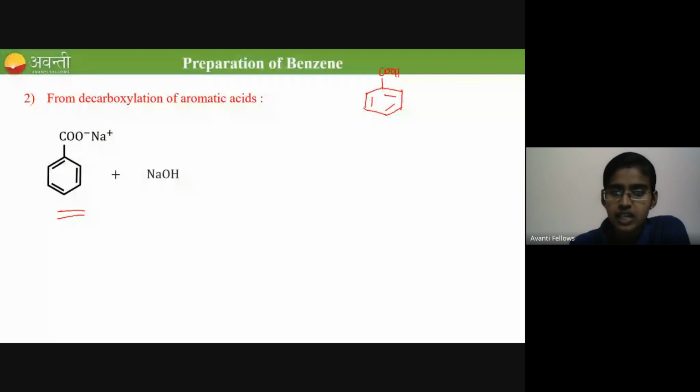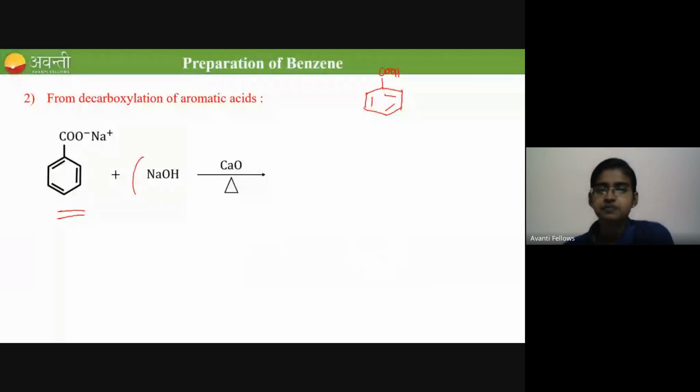This salt is treated with NaOH and CaO. Do you guys remember the name of this reagent? What is the name of this mixture? Sodium hydroxide and calcium oxide mixture is called as... none of you remember? You guys are not studying or what? None of you could recall the name of this mixture.